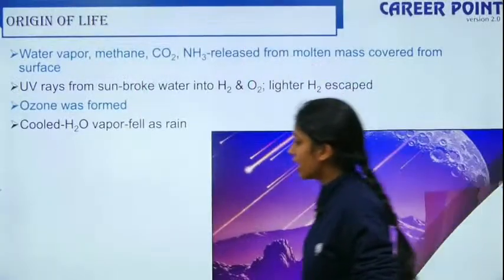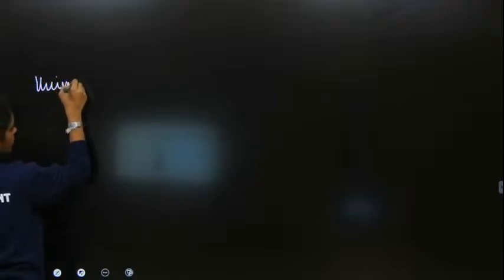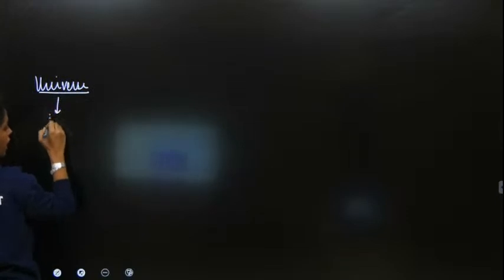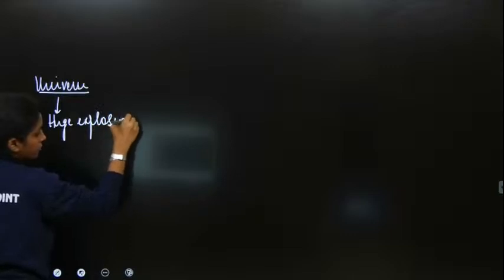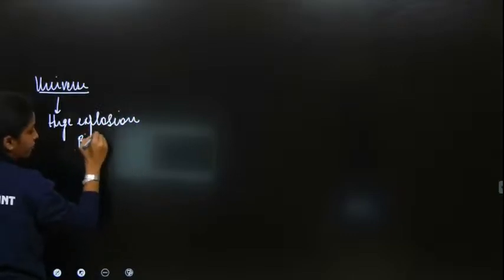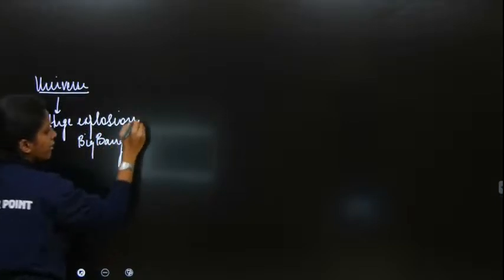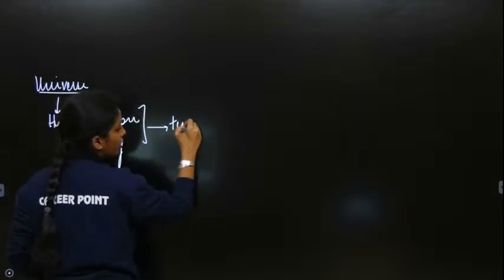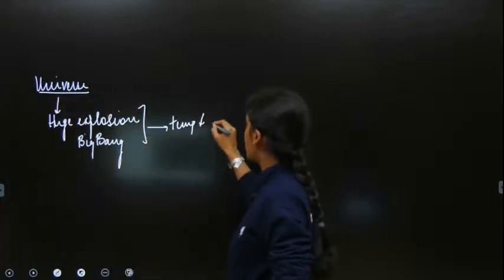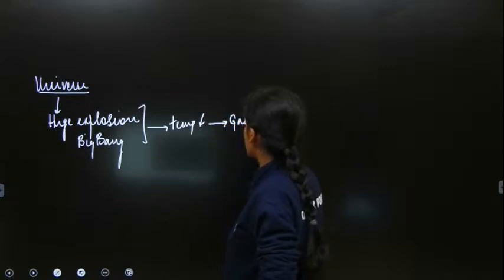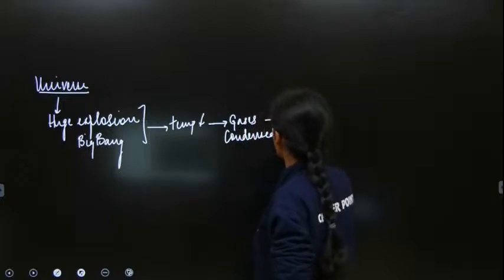So how is the storyline going? Are you understanding the storyline? So how it started? First we have universe. How was the universe formed? By huge explosion. What is the huge explosion? That is Big Bang. When Big Bang happened, then further what happened? Your temperature came down because it was initially very high. Once your temperature came down, then you had the gases condensed, and once the gases condensed, you had the formation of galaxies.